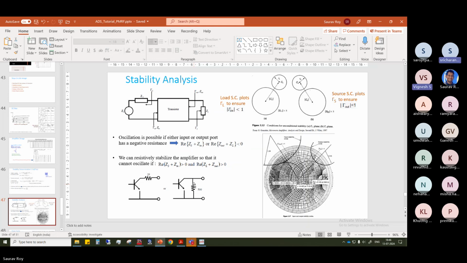Because it will give me a better view. Mostly, source impedance will be already defined, and load is a variable thing in our design. No, not exactly. It has something to do with noise figure.